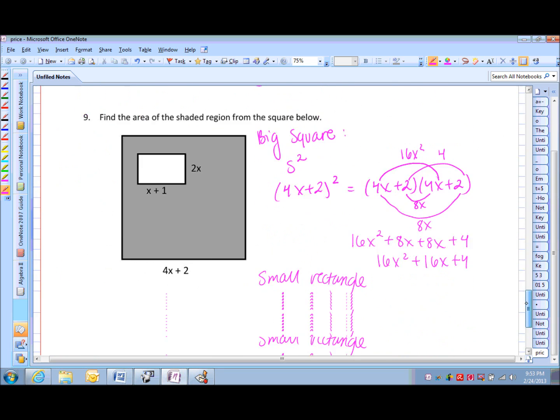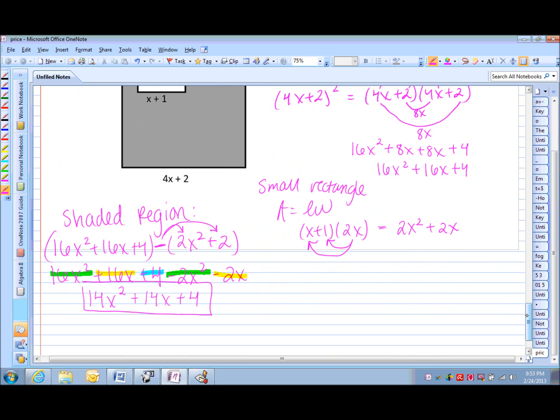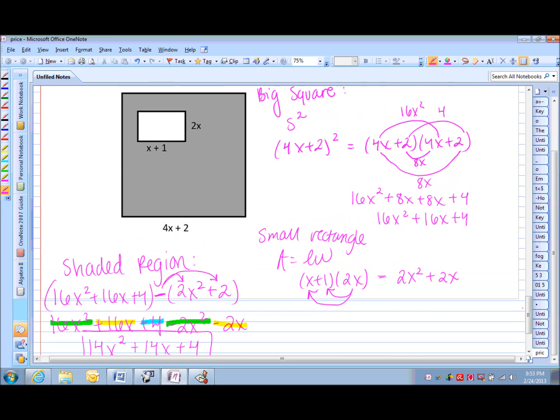So, I go back in. Oh, I don't even have a spot to fill it in. So, the area of my shaded region is 14x squared plus 14x plus 4. So, I took the area of the larger square, subtracted the smaller rectangle inside of it, and what's left over is the area of the shaded region.